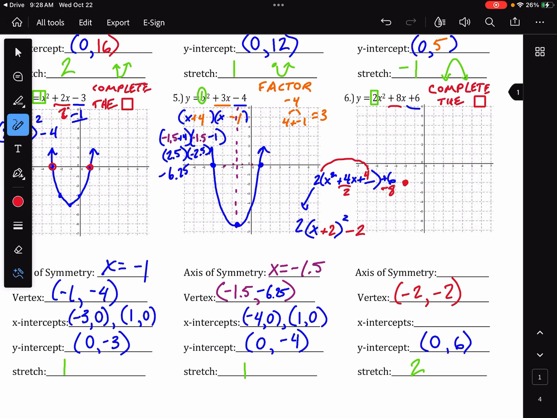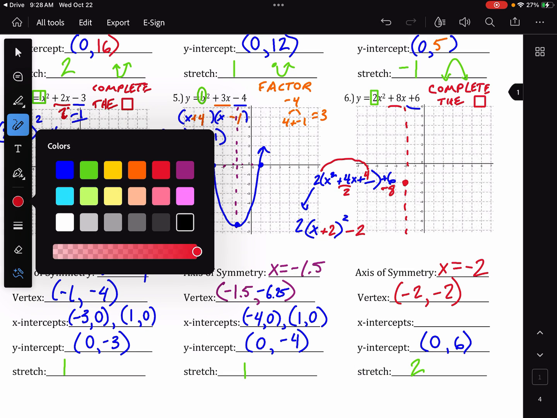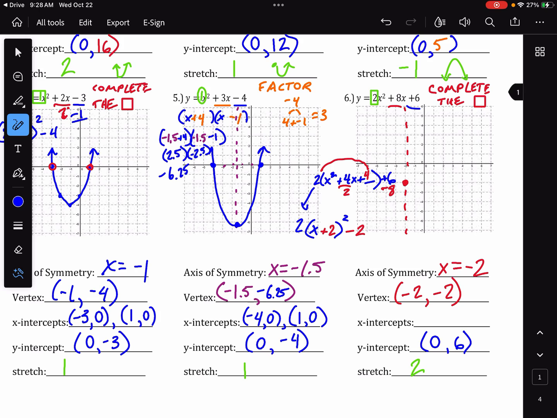Our axis of symmetry matches your x value. Right down the middle. We do have a stretch of 2. So when I go to plot this, I go out 1, up 1, but I need to multiply by 2. So out 1, up 2. Out 2, usually we go up 4, but we'll multiply by 2, so we go up to 8. Kind of a steep one.